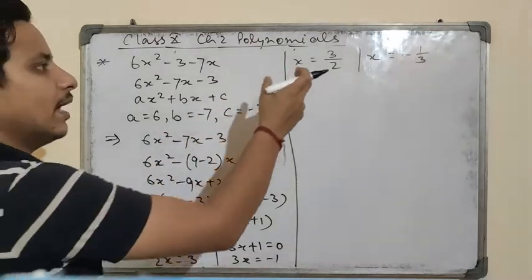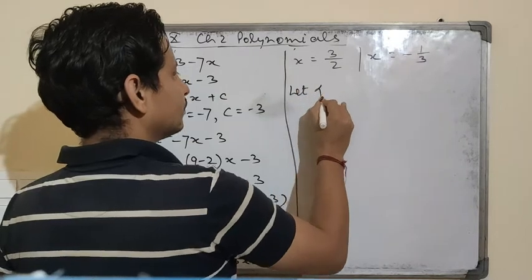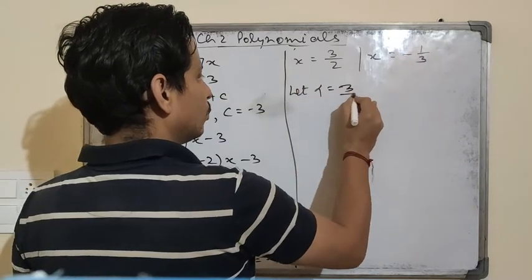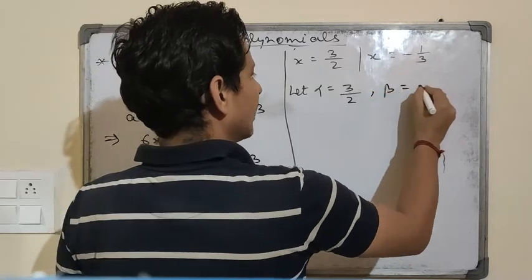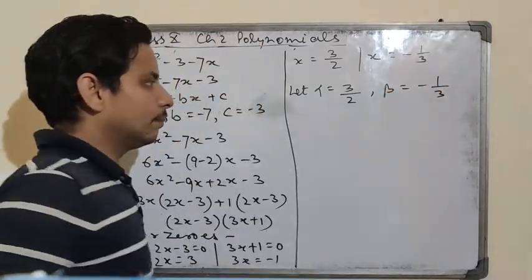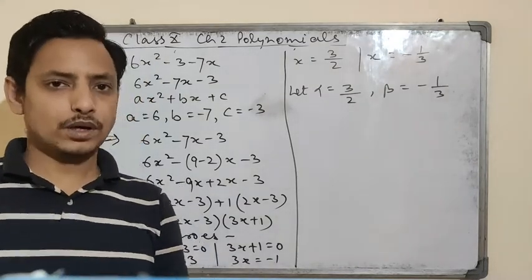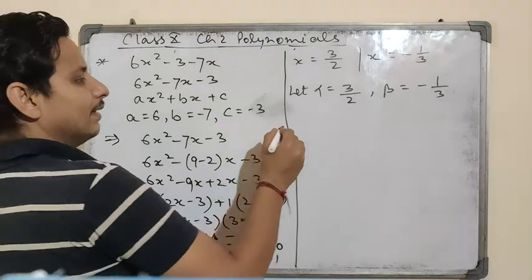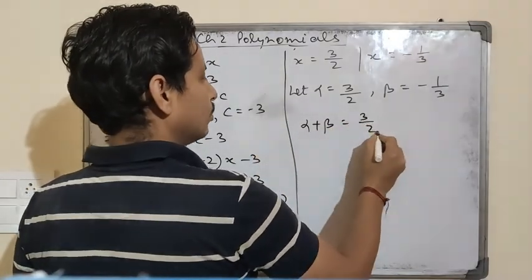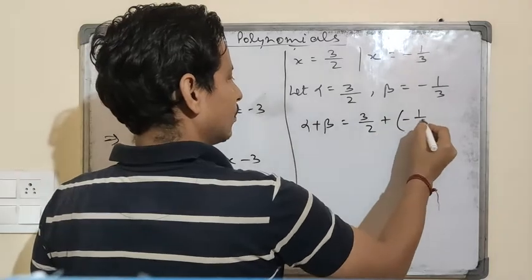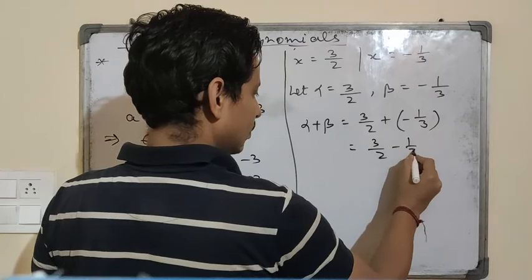अब इसको मैं अल्फा लेता हूँ और इसको क्या लेता हूँ, बीटा. Let alpha equal to 3 upon 2 and beta equal to minus 1 upon 3. Now what we have to do, we have to find the sum of the zeros and product of the zeros. Sum of zeros yani alpha plus beta. Alpha is 3 upon 2 and beta is minus 1 upon 3. So here we have 3 upon 2 minus 1 upon 3.